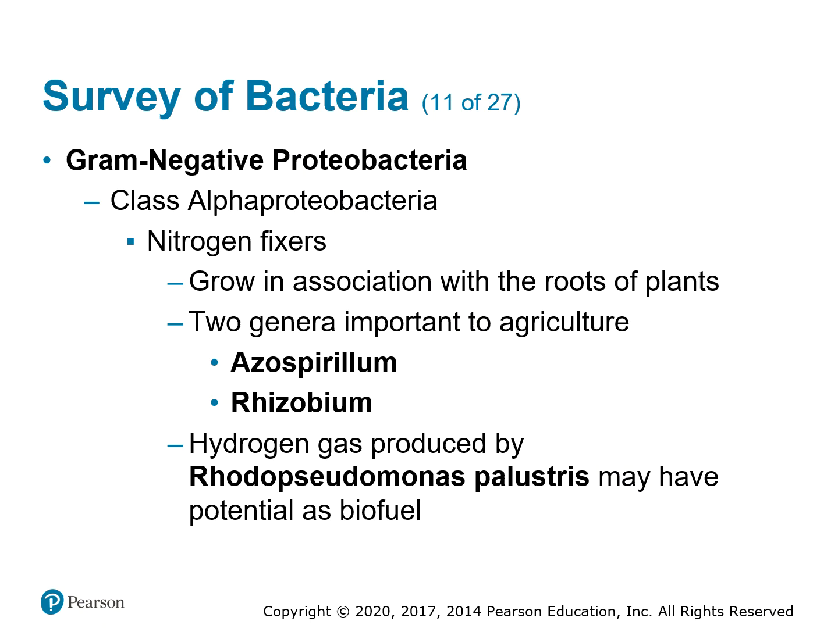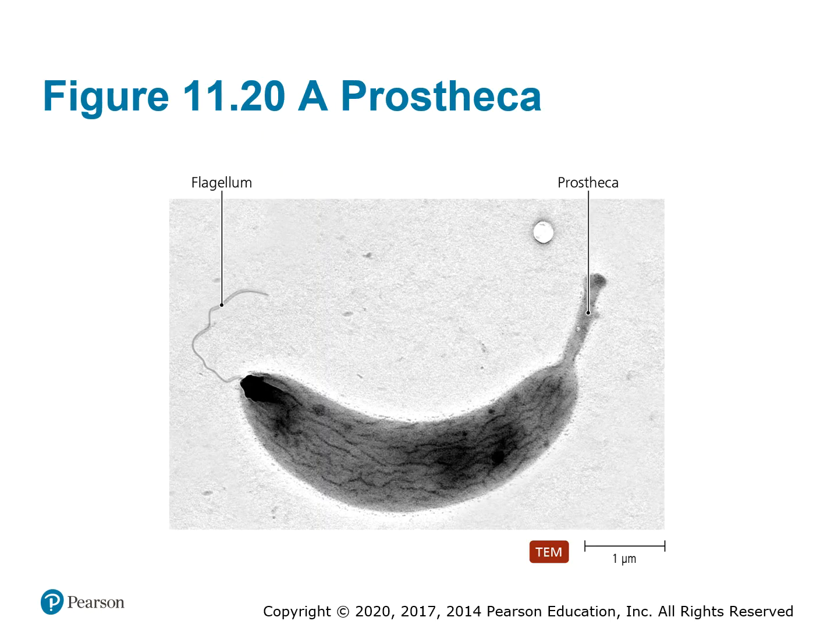Additionally, hydrogen gas is produced by Rhodopseudomonas palustris, and that may actually be a potential biofuel in the future. And so there is what one looks like. Kind of looks like a banana.